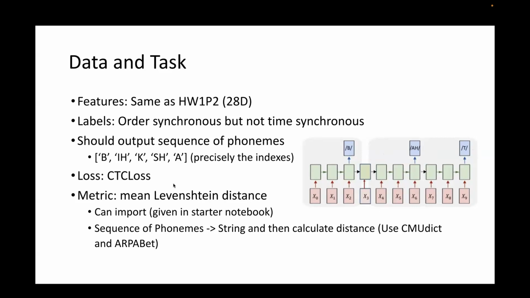That is why we'll use CTC loss to help us predict the most probable sequence, and the final metric which will be used for this would be the mean Levenshtein distance. This is also the metric which will determine your rank on Kaggle. So the lower your Levenshtein distance, the higher will be your rank on Kaggle.